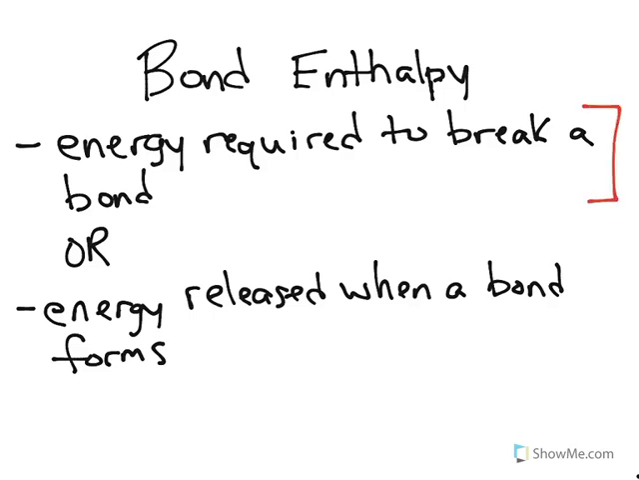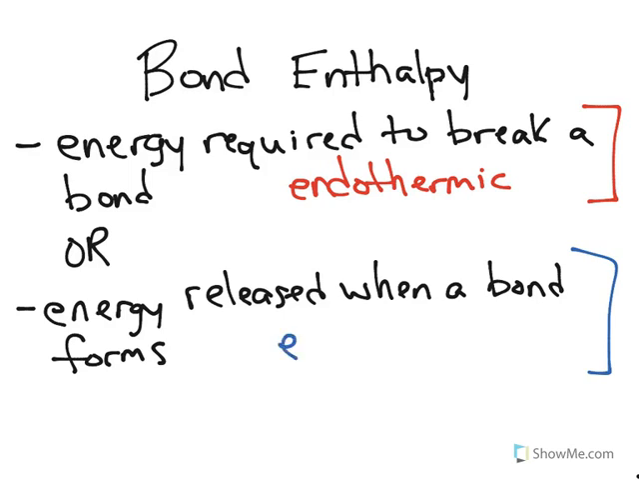So that idea makes bond enthalpy a little bit goofy to think about, because really it can go in either direction. When you refer to bond enthalpy, I can be referring to the energy required to break a bond. So that means energy is going into a substance to break the bonds apart. So that would be an endothermic process. Or that same bond enthalpy can actually be referring to the energy that is released when a bond forms. And that would, of course, be the exothermic process.